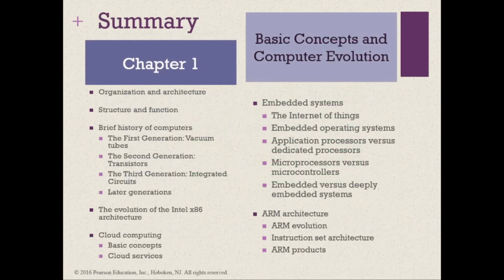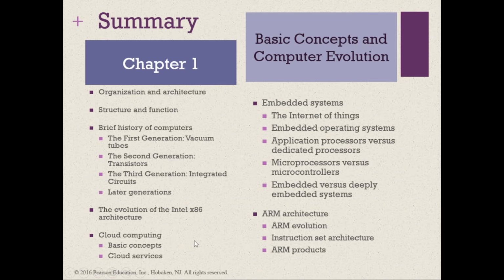For the summary of chapter 1, what we have learned is all about organization and architecture, structure and function, and a brief history of computers: the first generation, which used vacuum tubes, the second generation, which used transistors, and the third generation, which used integrated circuits, with later generations also based on integrated circuits. Next is the evolution of the Intel x86 architecture.